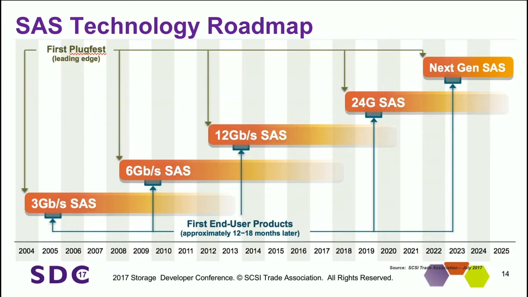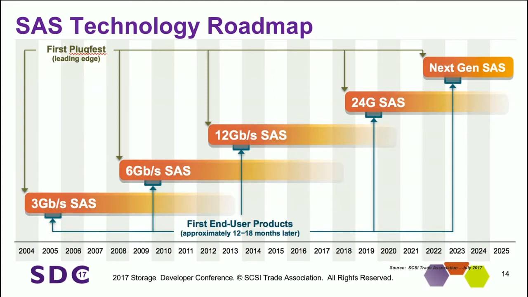So the controllers designed for 12 gig were designed to work with Gen 3 PCI Express. Controllers for 24 gig are designed to work with PCI Express Gen 4, and that's a lot of why these are aligned in the way they are time frame wise.